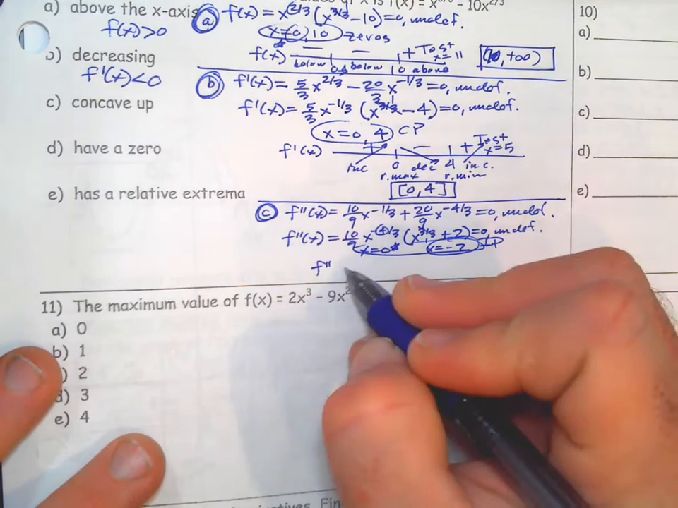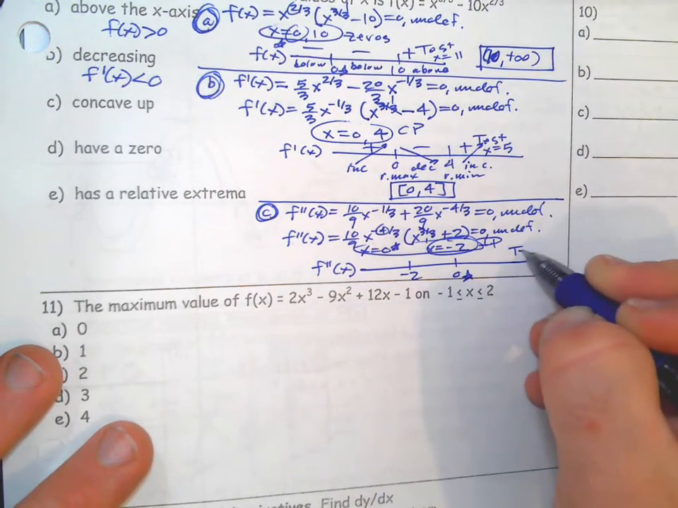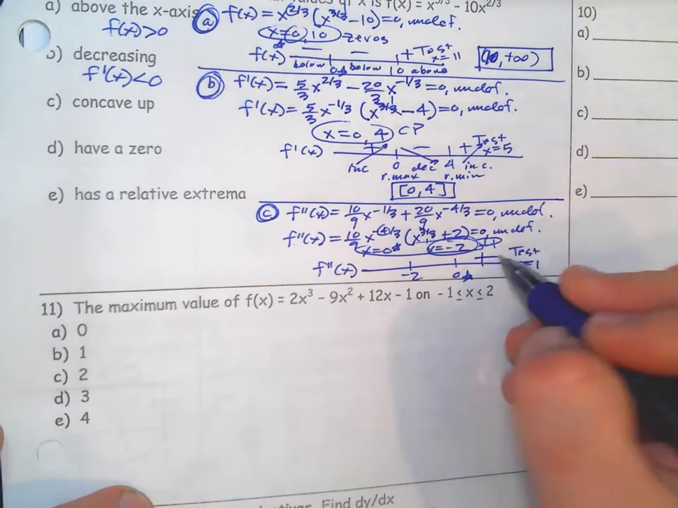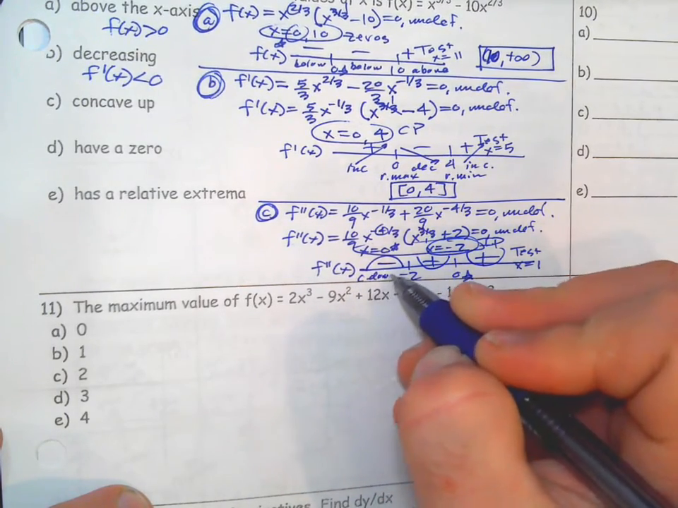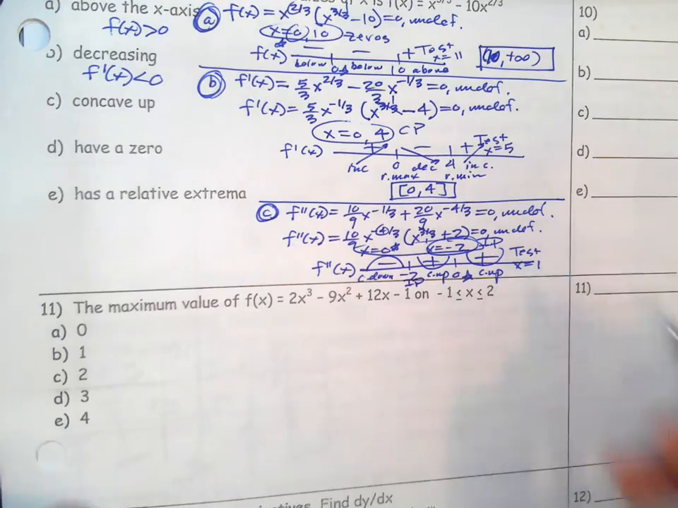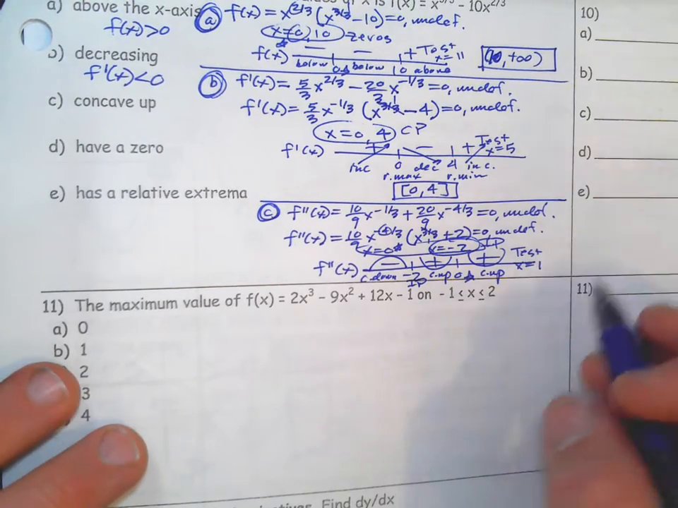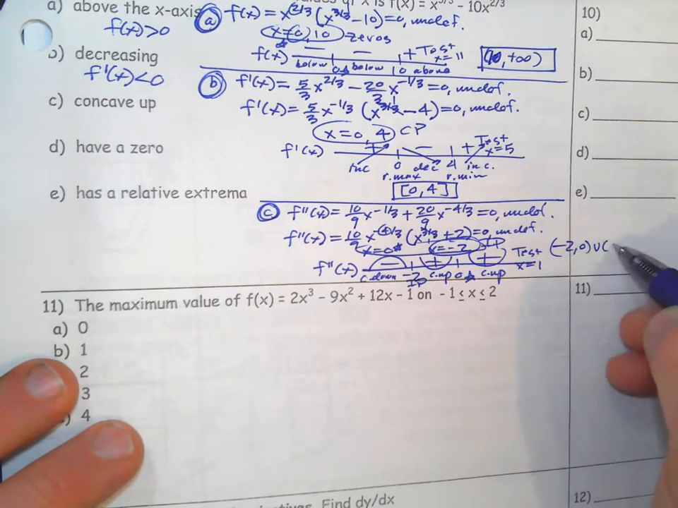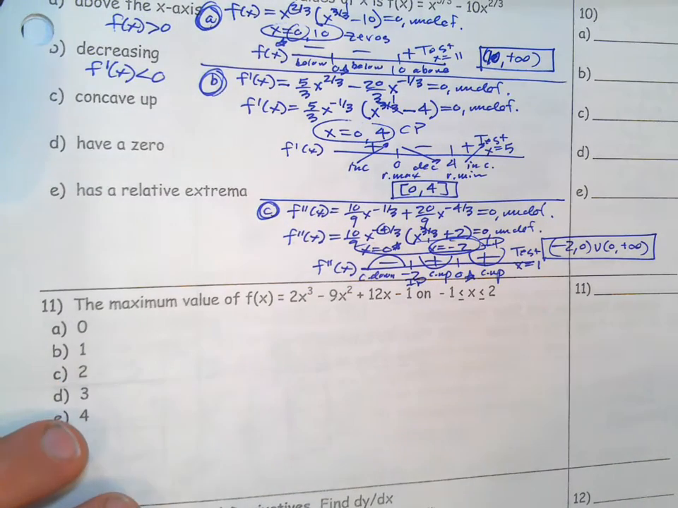So then we're going to do a line check, label the line check, -2, 0, test a value, x equals 1. So everything's going to be positive, positive, negative. So concave down, concave up, concave up. This is an inflection point. So let's see, concave up would be -2 to 0, union 0 to positive infinity. You have to break it up at 0. We don't include endpoints on concavity. Got to break it up.